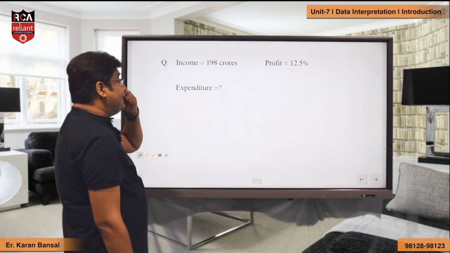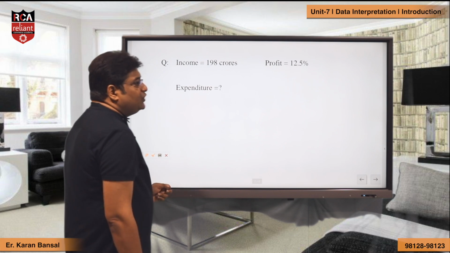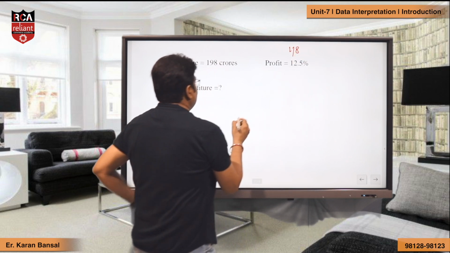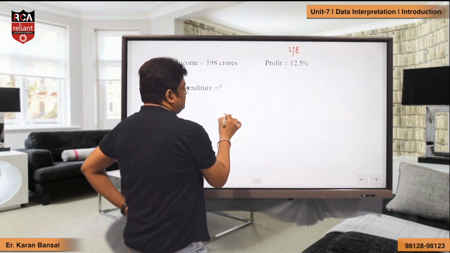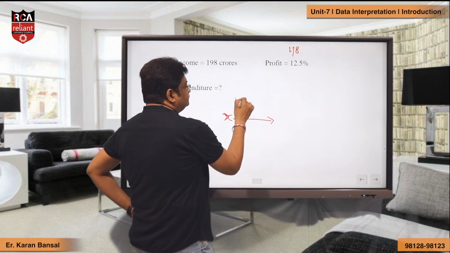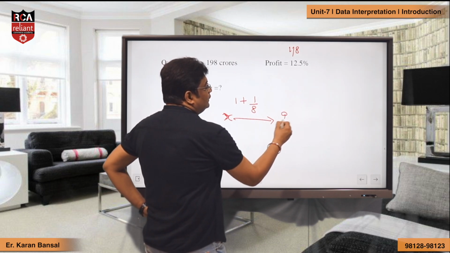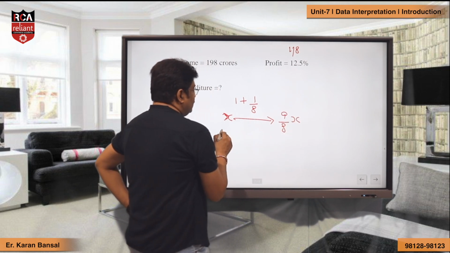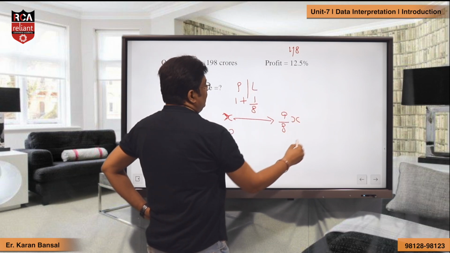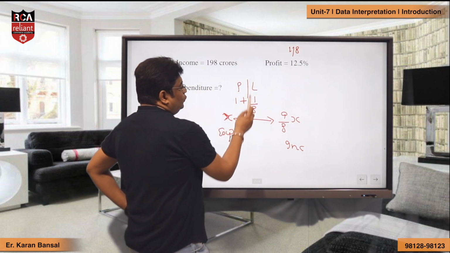So you have income of 198 crores, profit is 12.5%, you have to find the expenditure. So remember guys, this 12.5% is 1/8, all right? So if I consider the expenditure as X, and since it is profit, I would be adding. So remember, the resultant fraction will be 1 plus 1 by 8, which will be 9 by 8. So this represents your expenditure, this is your profit or loss, and this part represents your income. Remember this. For profit we do plus, for loss we will do minus.